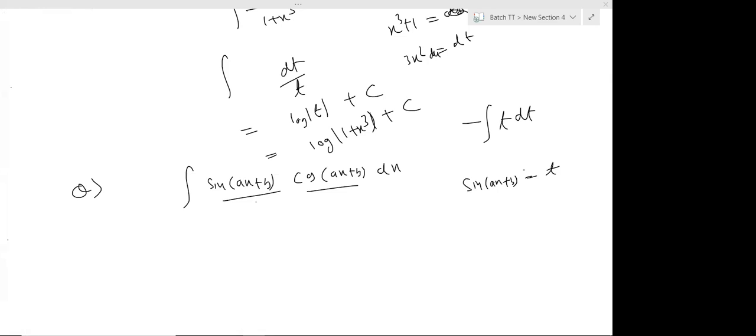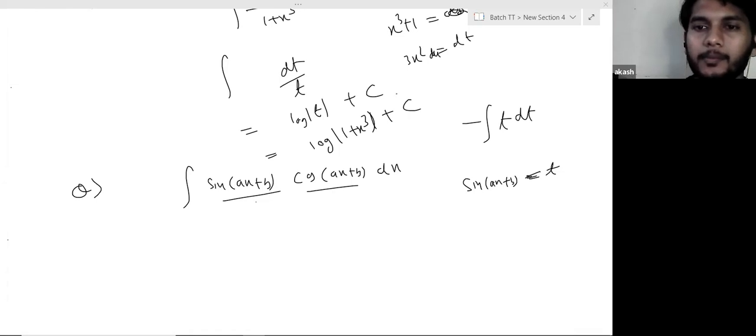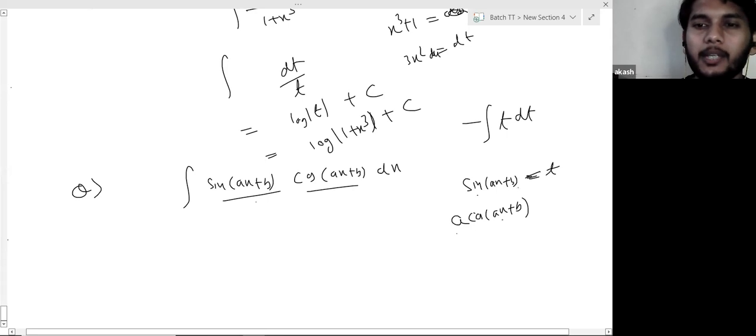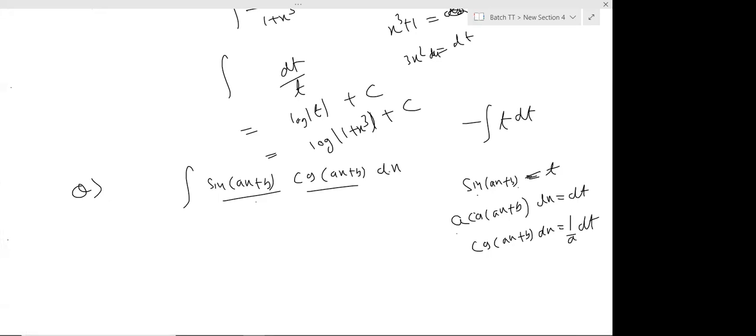Okay, just take sine ax plus b equals to t. So differentiation of sine ax plus b will be cos ax plus b into a, right? Chain rule, we are using chain rule. Sine ax plus b differentiation is a cos ax plus b dx equals to dt. So cos ax plus b dx equals to 1 upon a dt. Is this thing clear, everyone? Can you explain this part again?